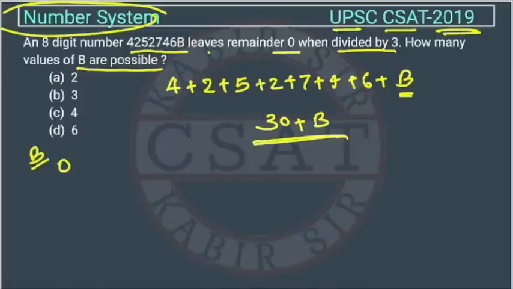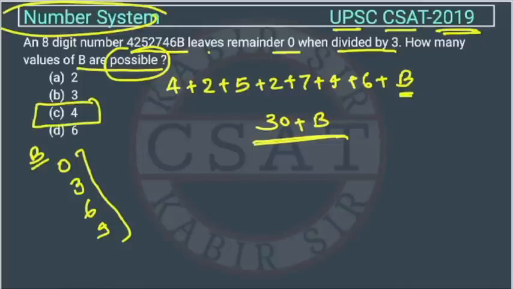So can b be 3? Yes, this is 33, then it will be divisible by 3, so b can be 3 also, right. So similarly b can be 6 because this 30 is directly divisible by 3, so the value of b can be 0, 3, 6, 9, multiples of 3, right. Okay, so these are the possible values of b. So how many values are there: 1, 2, 3, 4. The question is asking the possible values, right. So total 4 possible values of b. So the answer is option C. C is the correct answer.